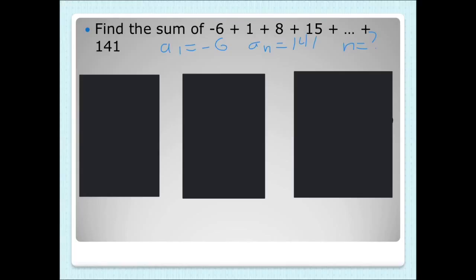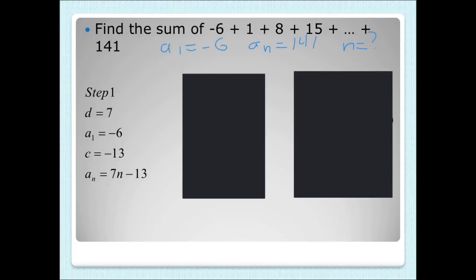So we have 3 steps here. The first step is to find our arithmetic sequence. So to find our arithmetic sequence, we need to identify the common difference, which we said was 7. We need to find a sub 1, which is negative 6, and then use that to help us find c. So again, c is equal to a1 minus d, in this case negative 6 minus 7, which gives us negative 13. So now I have the formula for our arithmetic sequence. I know the first and the last term, so what I don't know is n.